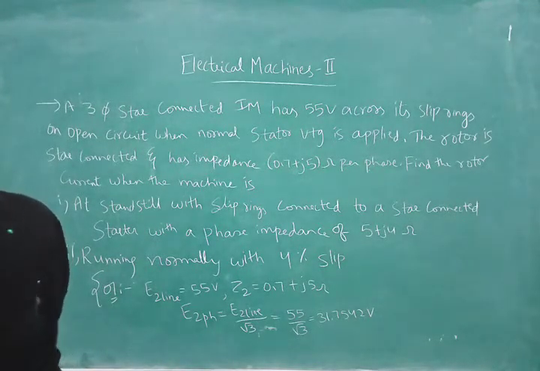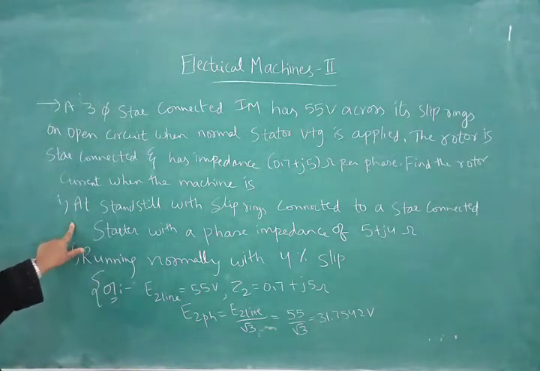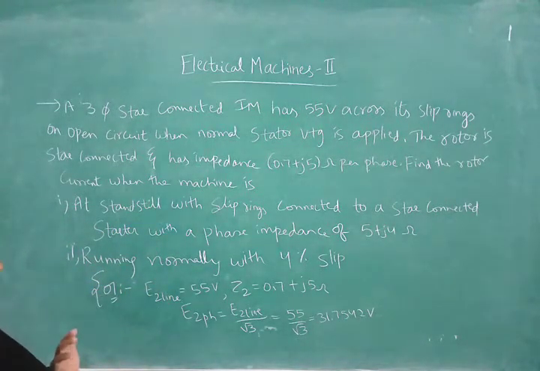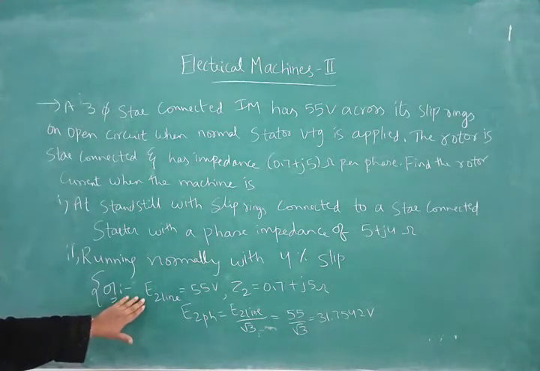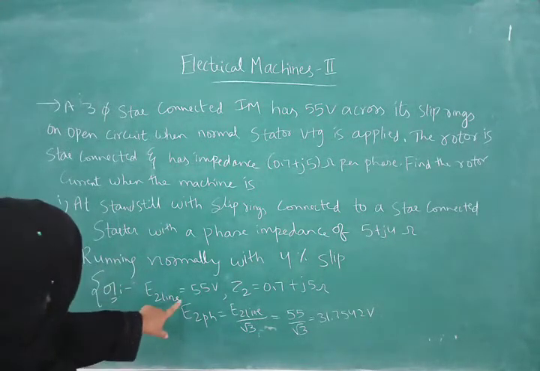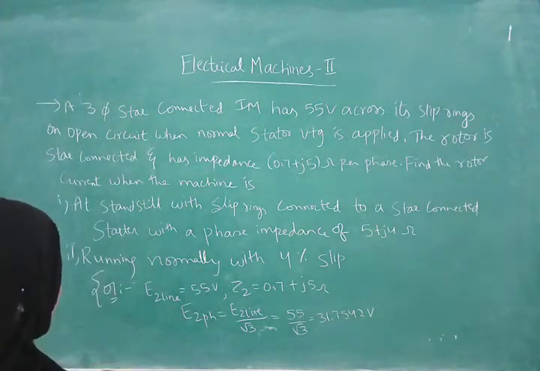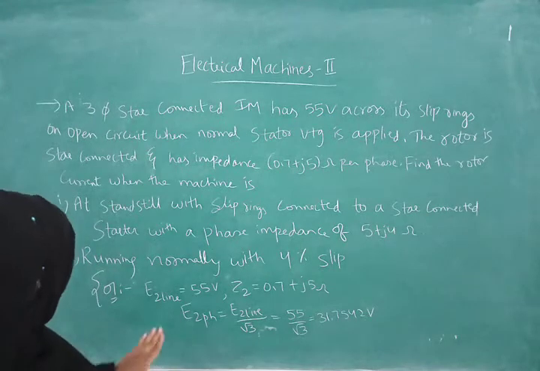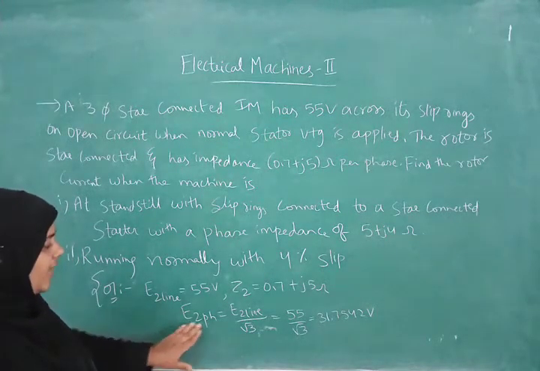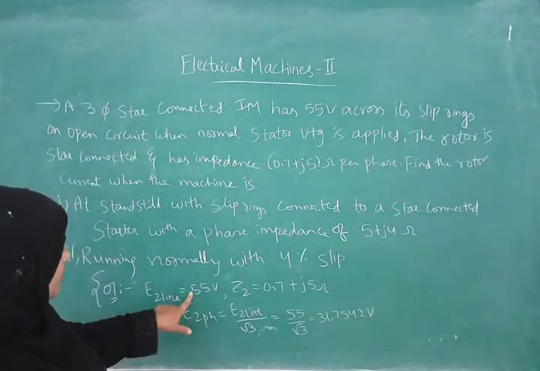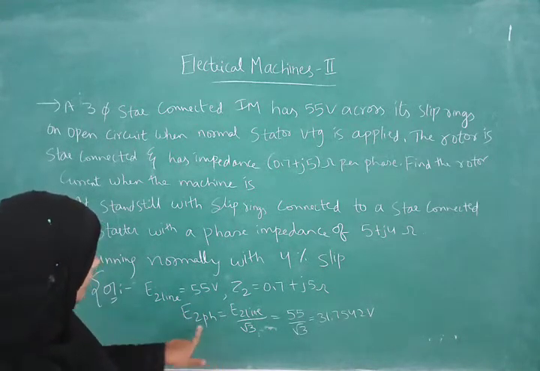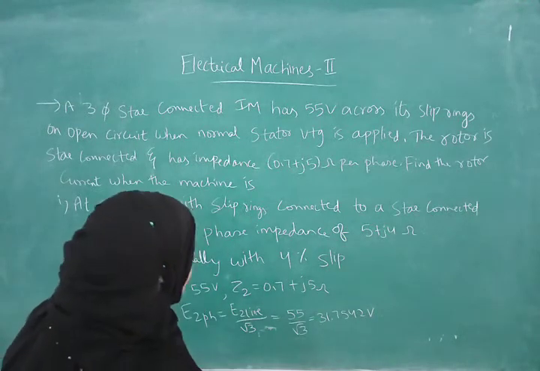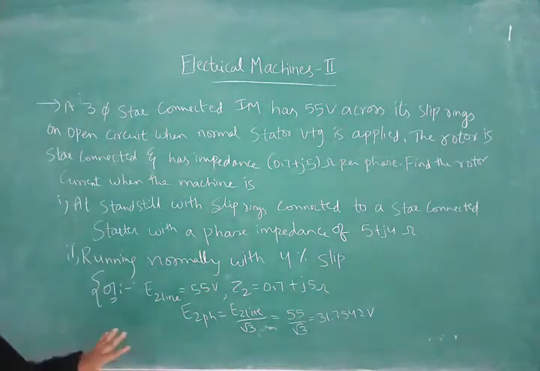So we have to find the rotor current in two cases. First case is at standstill condition. Second condition is running condition with 4% slip. First we will write the given data. Line voltage is given as 55 volts, and impedance value is given as 0.7 plus J5 ohms per phase. Now phase voltage will be equal to line voltage by root 3. Line voltage is given as 55, so 55 divided by root 3 equals 31.7542 volts, which is the phase voltage value.